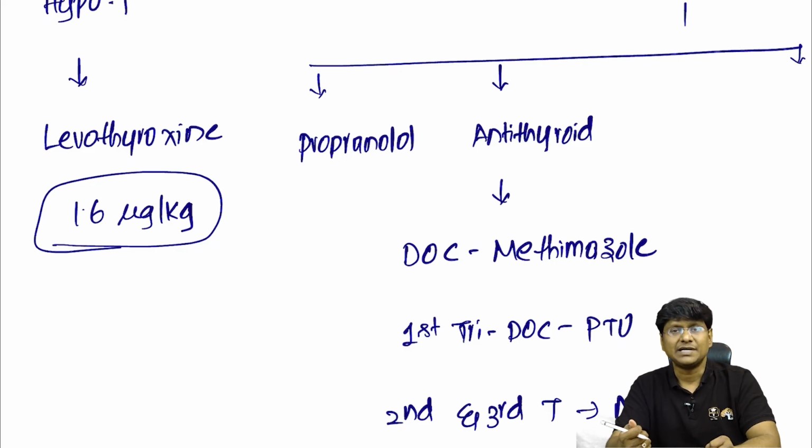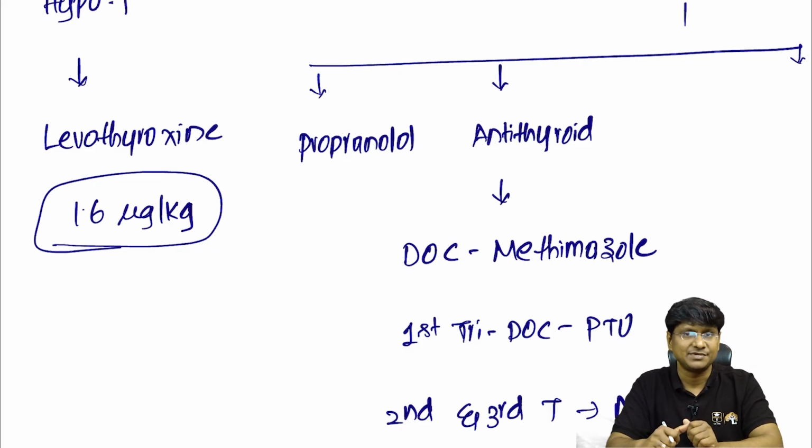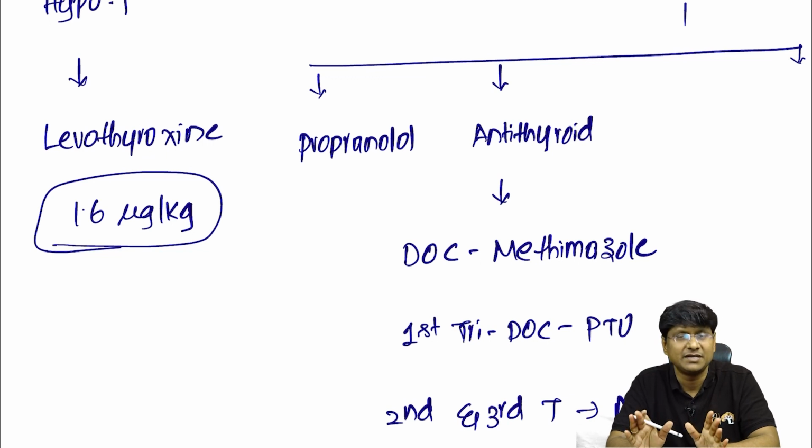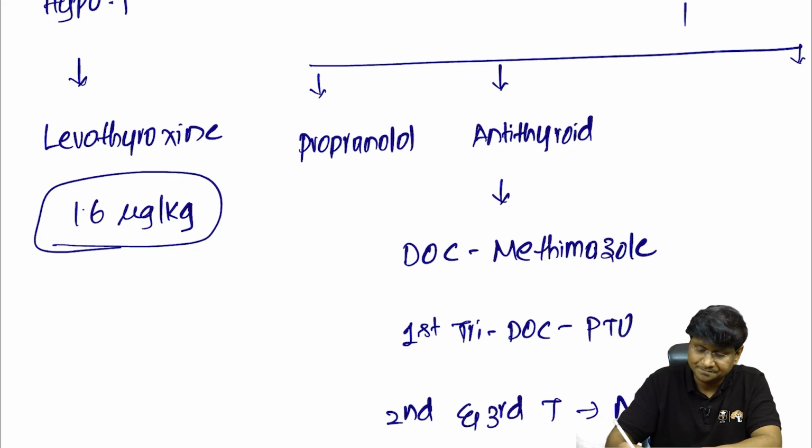But why are you not continuing propylthiouracil in the second and third trimester? It is because propylthiouracil has a short half-life, and second important point, propylthiouracil is associated with liver fibrosis or hepatic abnormality. That is the reason why in the second and third trimester we confine ourselves to giving methimazole, because it has a long half-life and it does not cause hepatic fibrosis.